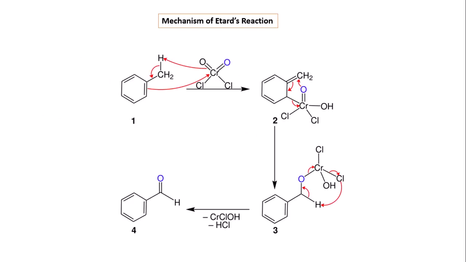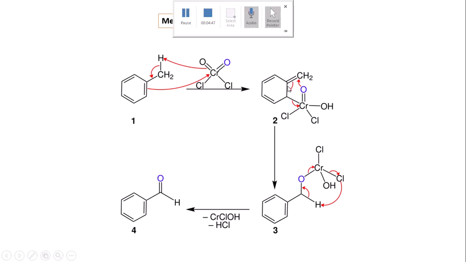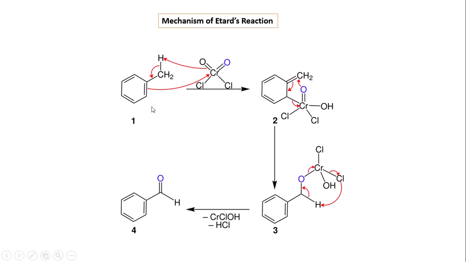Now the next problem: the mechanism of the Etard reaction. In the mechanism of the Etard reaction, it is shown that toluene is converted to the aldehyde using chromyl chloride. We know that chromyl chloride is represented as CrO2Cl2.